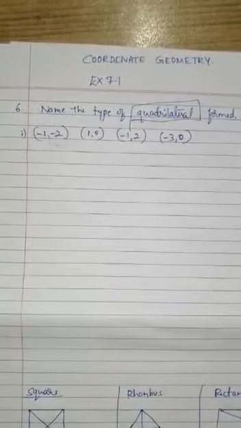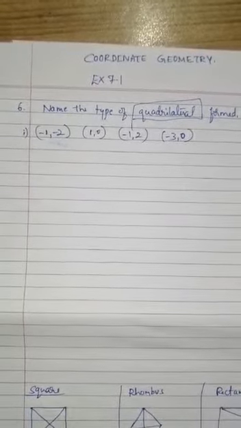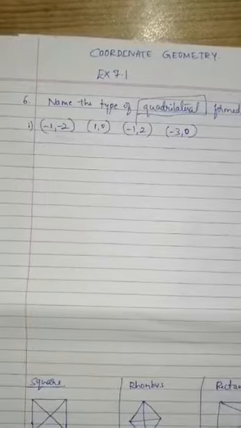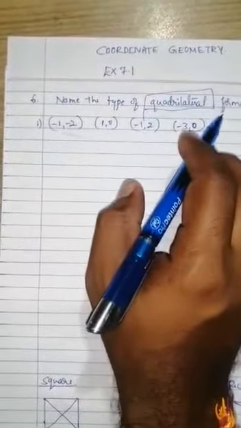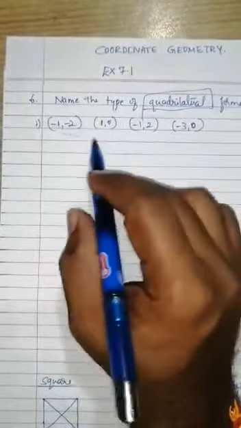Hi, coordinate geometry, class 10th, exercise 7.1. The fifth problem we will be doing later; you must do it yourself after looking at the sixth problem. Okay, so the sixth problem: name the type of quadrilateral formed, if any, by the following points and give reasons for your answers. Three sub questions are there.